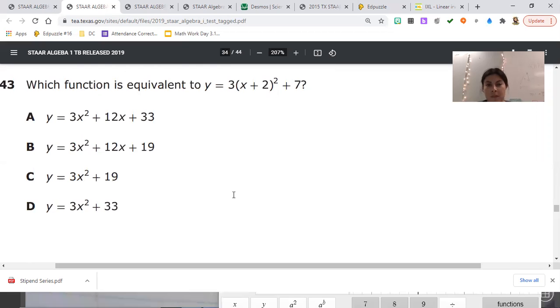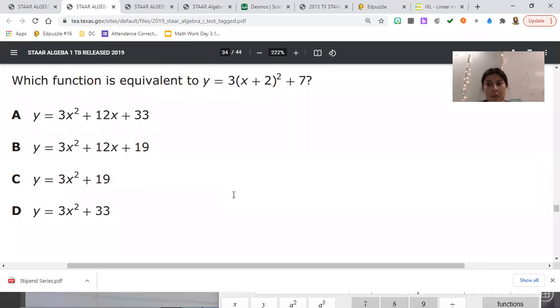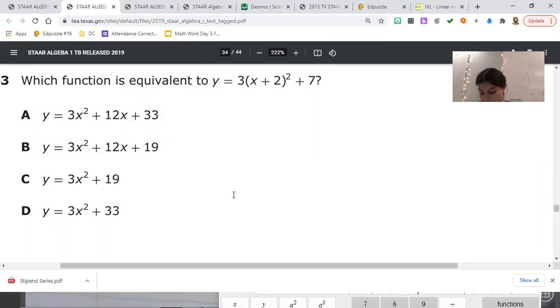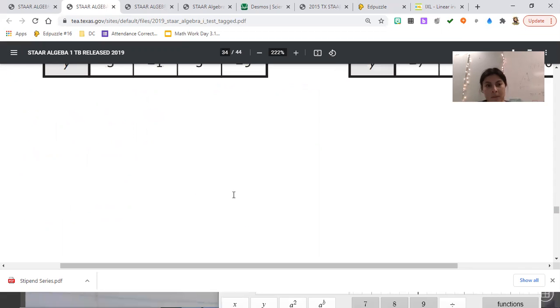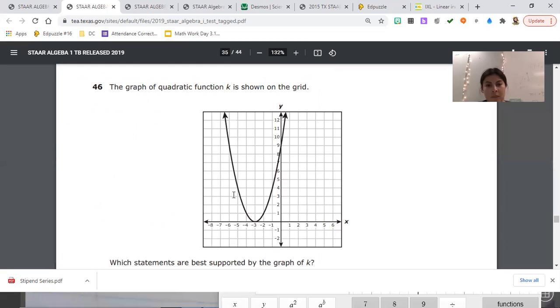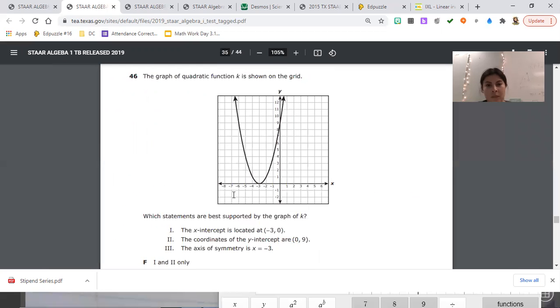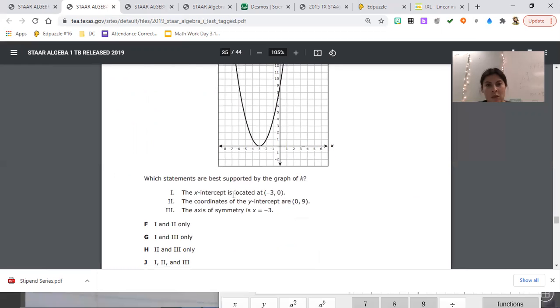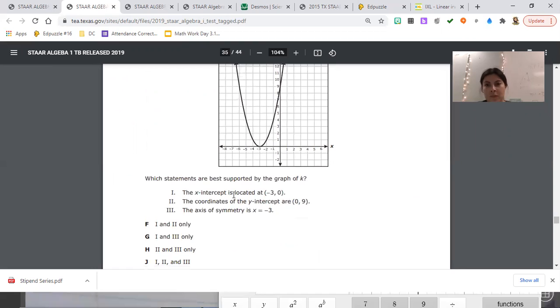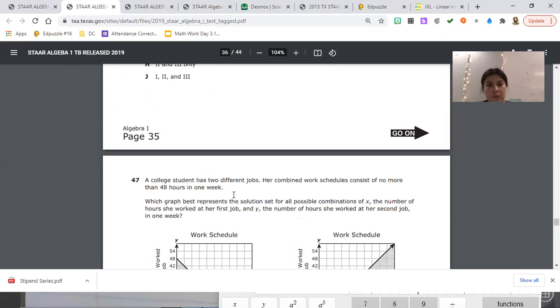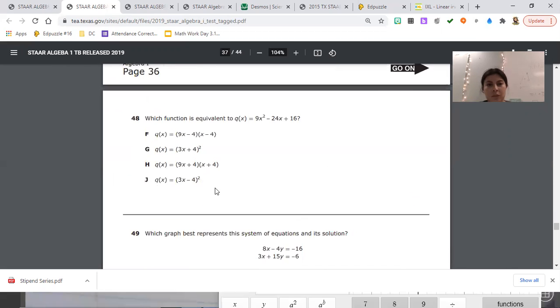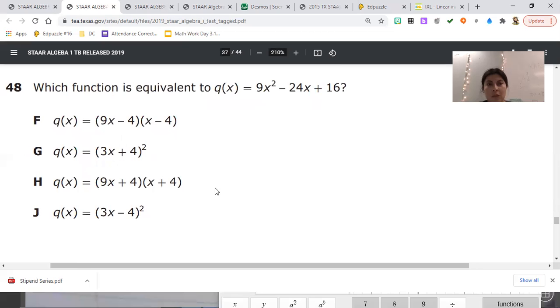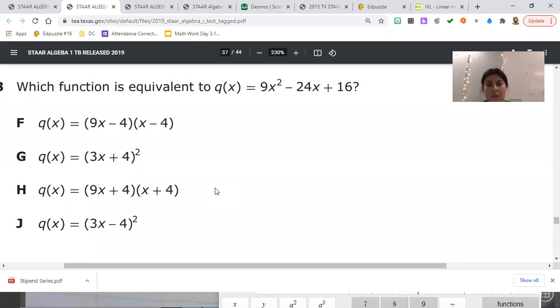Try this one. Equivalent, remember what we said about equivalent? Try this one. Pause it. So what did you get for your answer? Okay, try this one. Remember equivalent. So pause it. What is your answer?